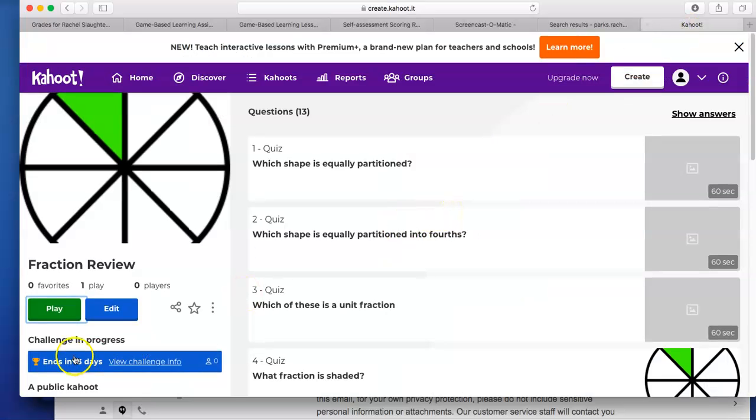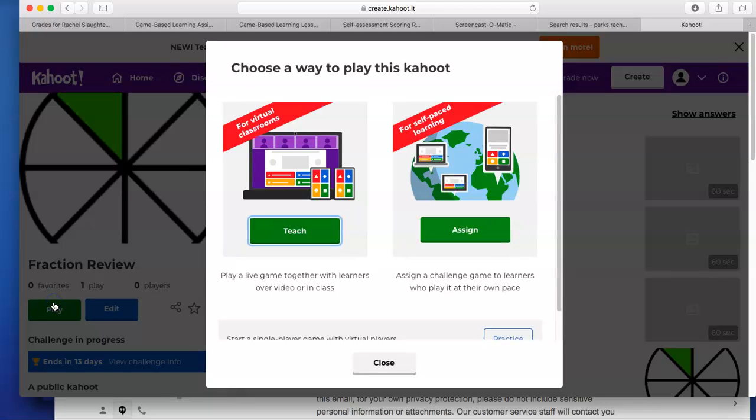So like I was saying earlier, if you press play, you have the option for the virtual classroom, which is what you would do if students were in the classroom and they had their iPads in front of them. This self-paced learning is what you could use if students were doing virtual learning, so they were at home and you were teaching them online.